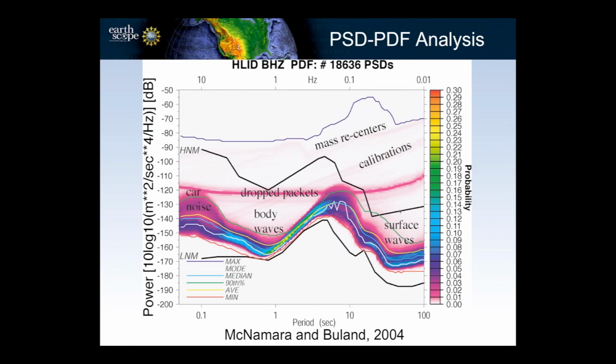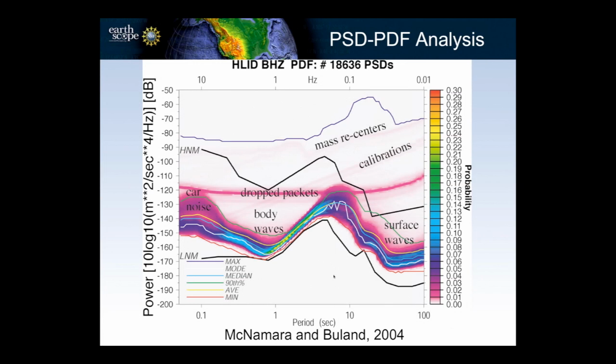When you see hot colors like yellow or orange or red, you're seeing that the signal at certain periods being observed by a seismic station is occurring within a very narrow range of signal power, so amplitude in a way. What you're looking at overall is that the black lines are previously established high and low noise models based on performance of globally distributed seismometers. And the colors are related to the energy that's actually being recorded continuously by the station.